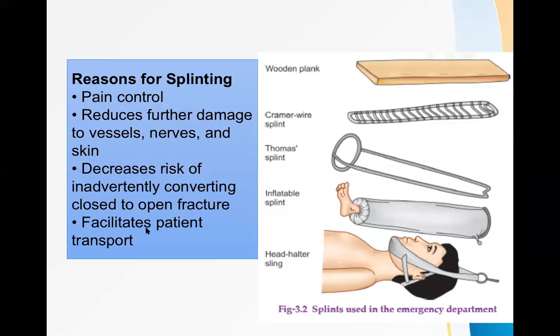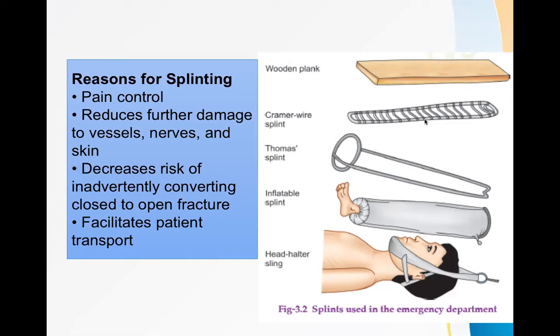Another important reason is it facilitates patient transport also. Whenever we transport the patient to the hospital or any facilitating center, we have to splint the fracture site, and these are the different ways of splinting. Let us see once again. This is a wooden plank. You can simply keep this on the fracture site and tie it on both ends.